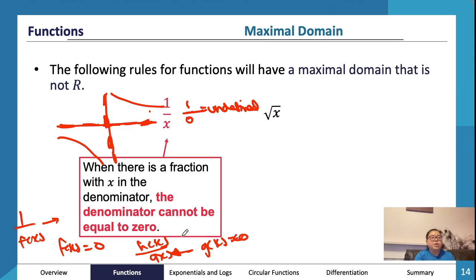Okay, 0 should work because root of 0 is just 0. Okay, what about negative numbers? Oh, that doesn't really make any sense, right? Because no number squared is actually going to give you a negative number.